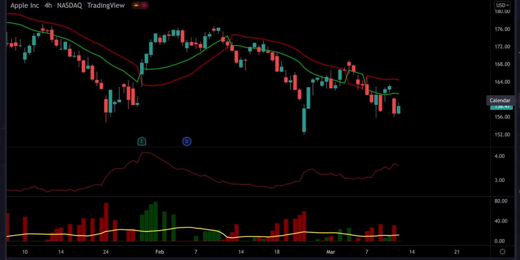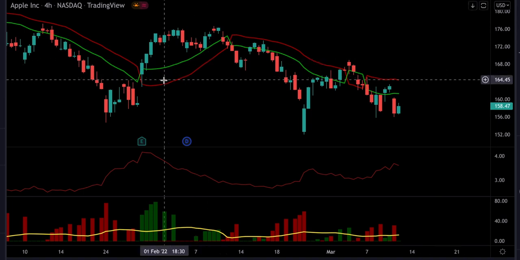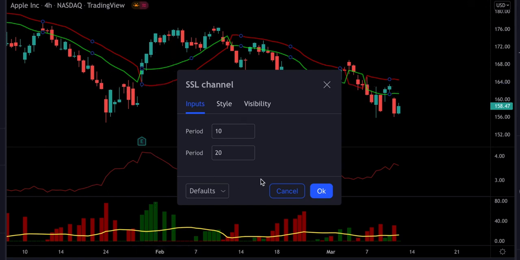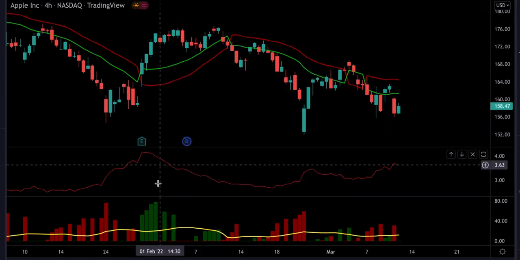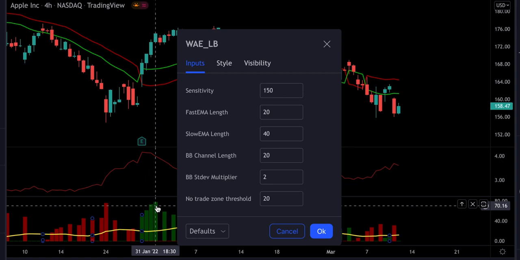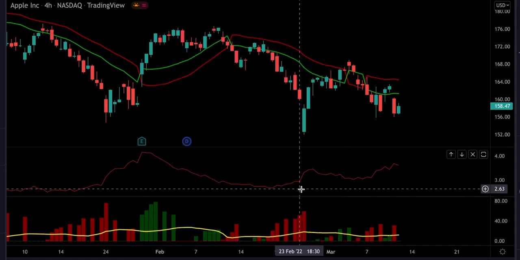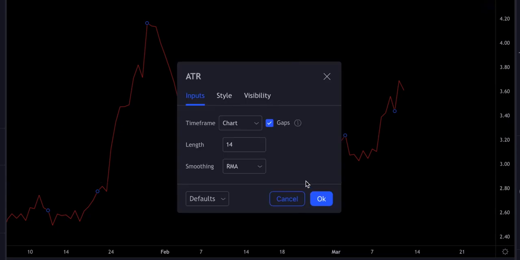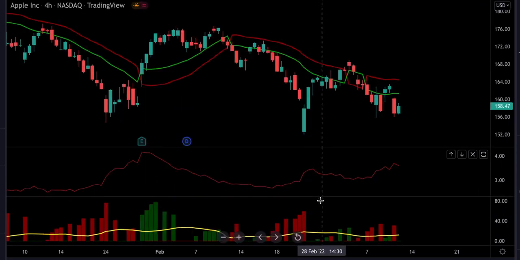Okay, so we're going to backtest our system on an Apple 4-hour chart and do at least 30 trades. Our first indicator on our chart, the main confirmation indicator, is going to be this SSL channel, and here are the inputs. The second confirmation indicator is going to be this Waddah Attar Explosion, and here are the settings. And lastly, we're going to have our ATR indicator on our chart. Just like I mentioned previously, this indicator will help us determine our stop losses and our take profit levels.